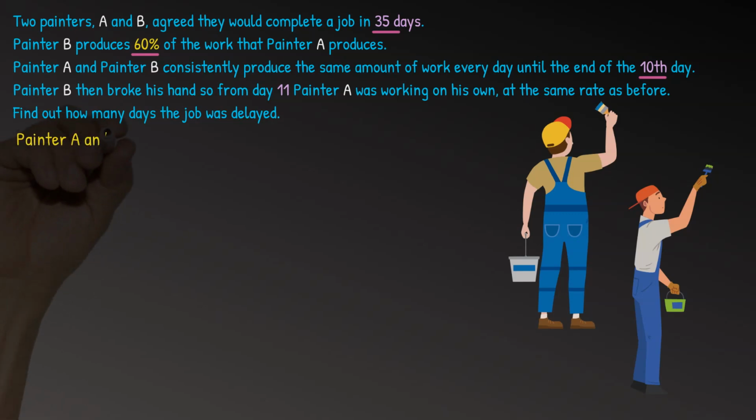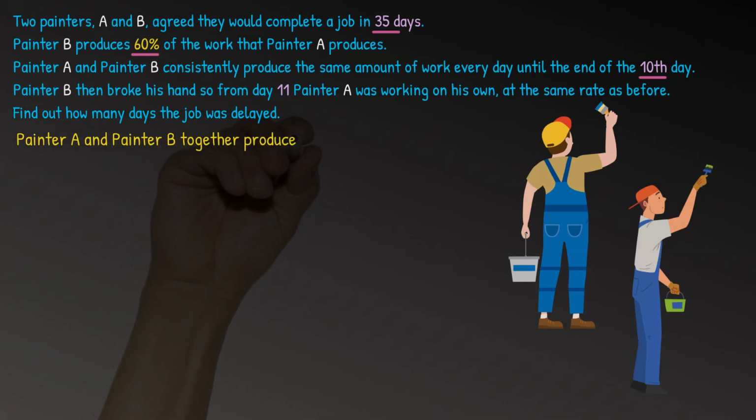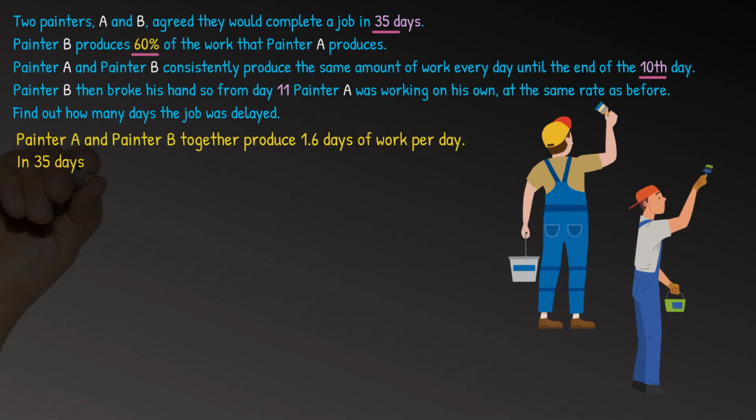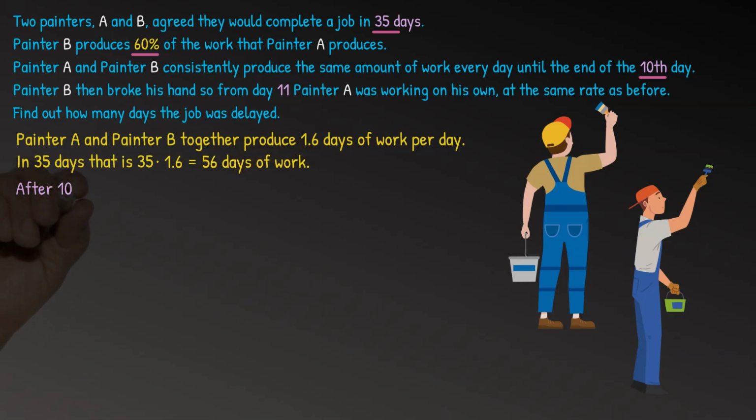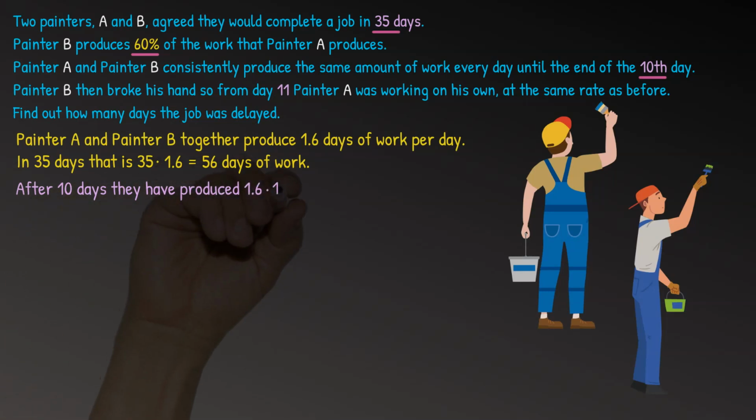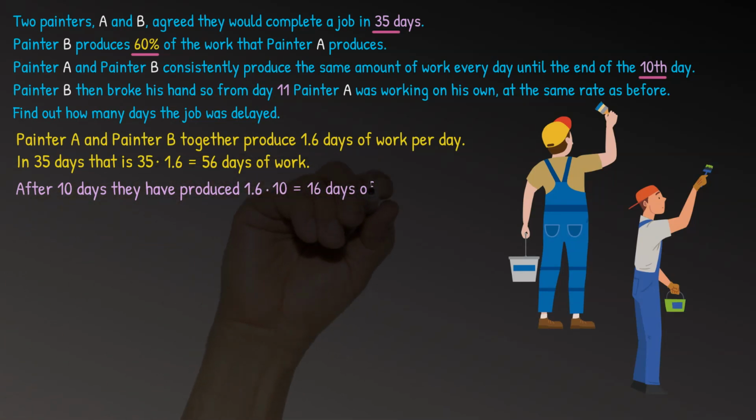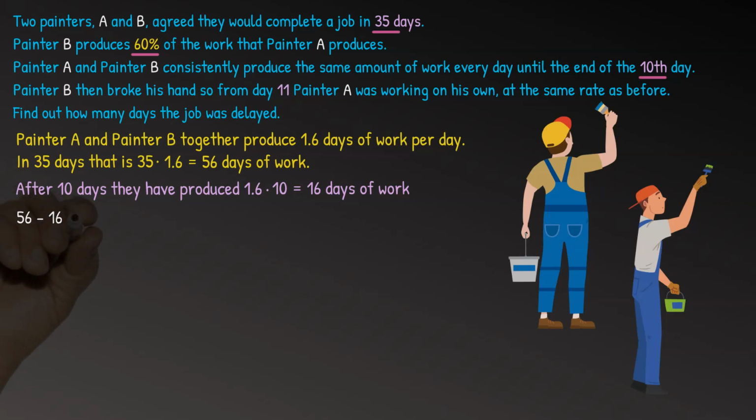Now when painter A and painter B work together, they produce 1.6 days of work every day. So in 35 days they would have produced 35 times 1.6, which is equal to 56 days of work. However, they only worked together for 10 days, and after 10 days they've produced 1.6 times 10, which is equal to 16 days of work. But they needed to produce 56 days of work, so they have 56 minus 16, which is equal to 40, so there are 40 days of work left to do.